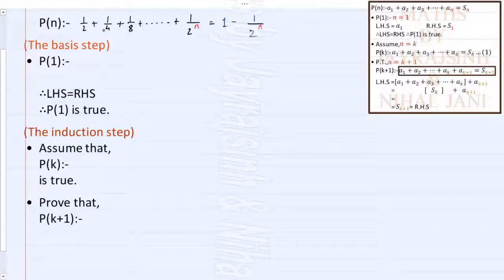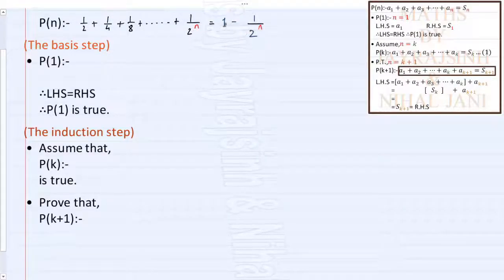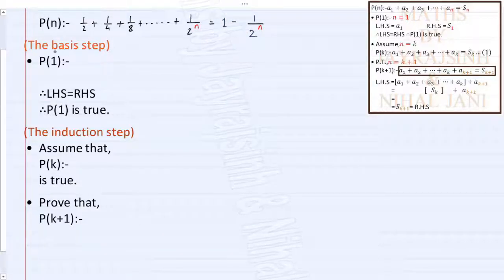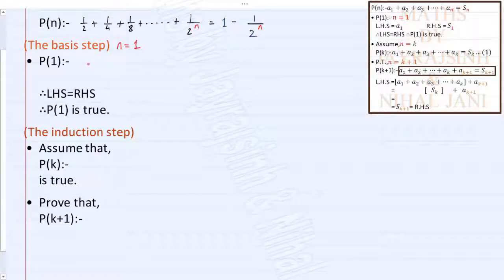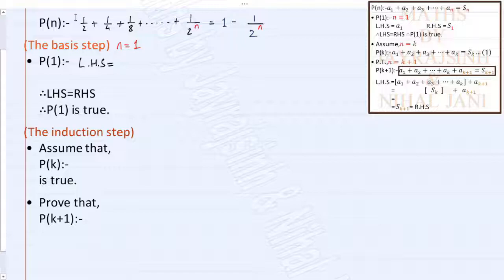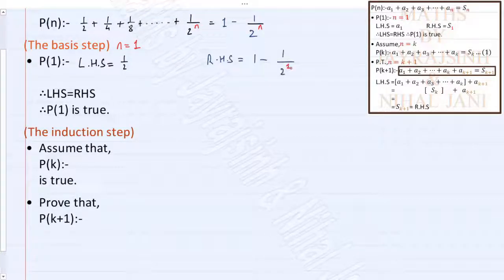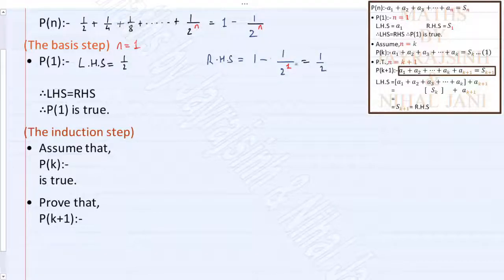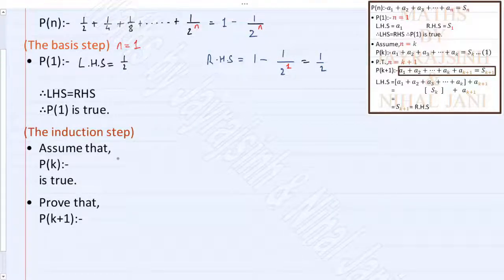P of n is 1 by 2 plus 1 by 4 plus 1 by 8 up to 1 upon 2 raised to n is equal to 1 minus 1 upon 2 raised to n. Okay, let's start. Left hand side, the first term was 1 by 2. Right hand side, 1 minus half will be half. So your left hand side is equal to right hand side. So P of 1 is true.